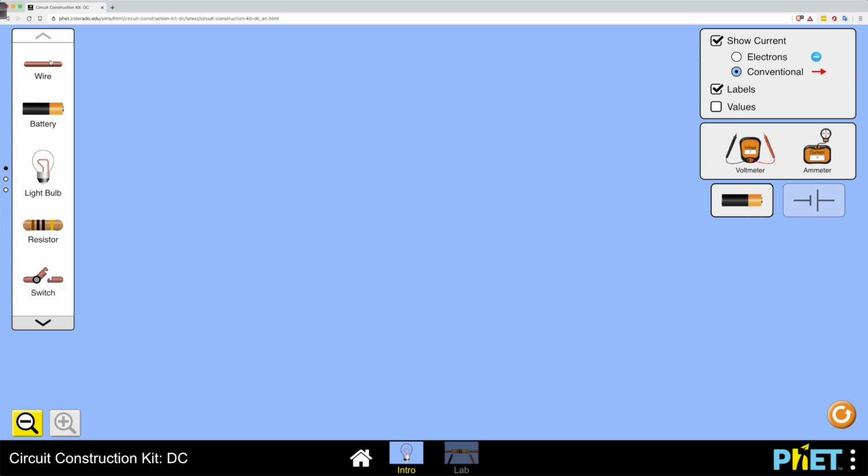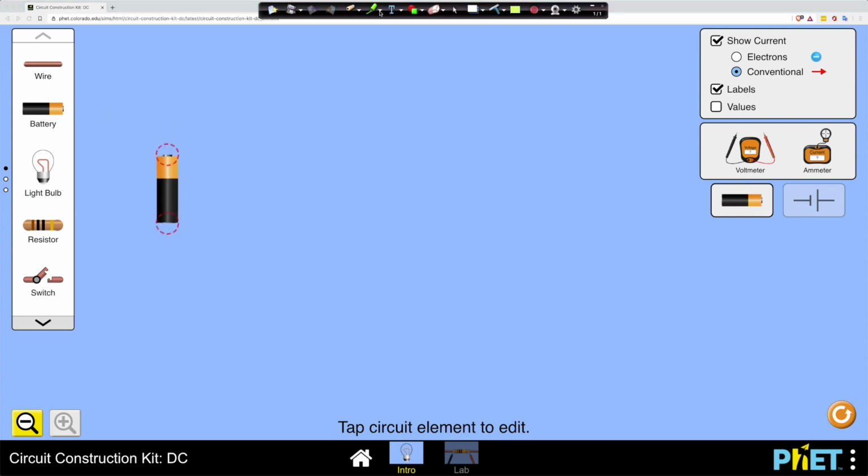So we're going to start off with a couple of these symbols here. The first thing I'm going to put is a battery. Now, when we look at this, I'm going to explain a few things. This is considered the positive side of the battery, and over here, this is the negative side of the battery. All right. So now we're going to add some wires here. And then I'm going to put in a light bulb.